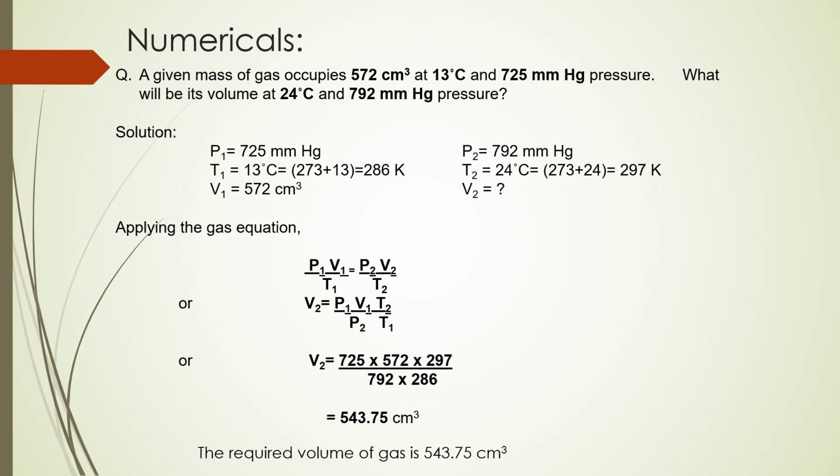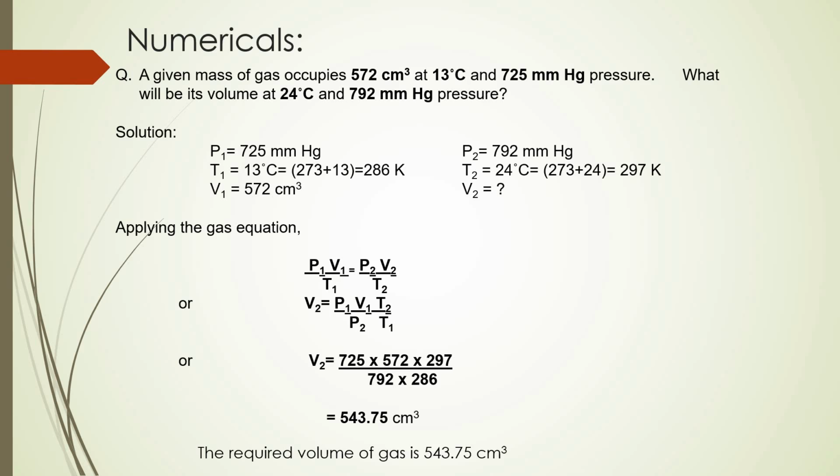And please always write the given conditions correctly. Do not mess up by writing P2's value for P1, P1's value for P2, or T1's value for T2 and T2's value for T1. Always write the given values properly. Therefore, in the beginning only, please write these given conditions at the top. So this is how we solve numericals based on the gas equation.